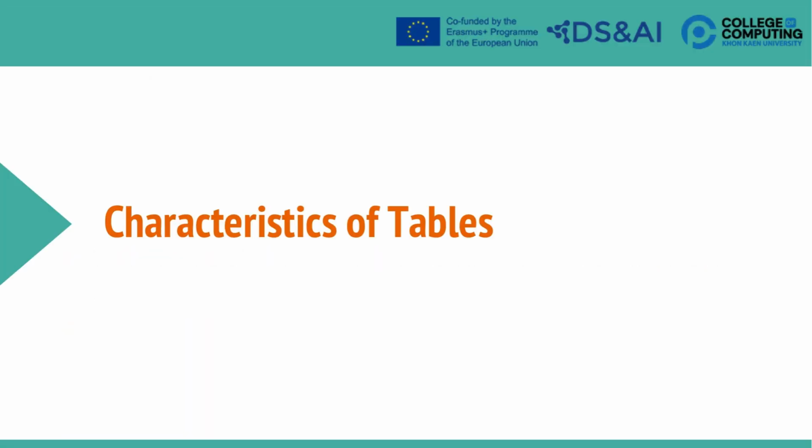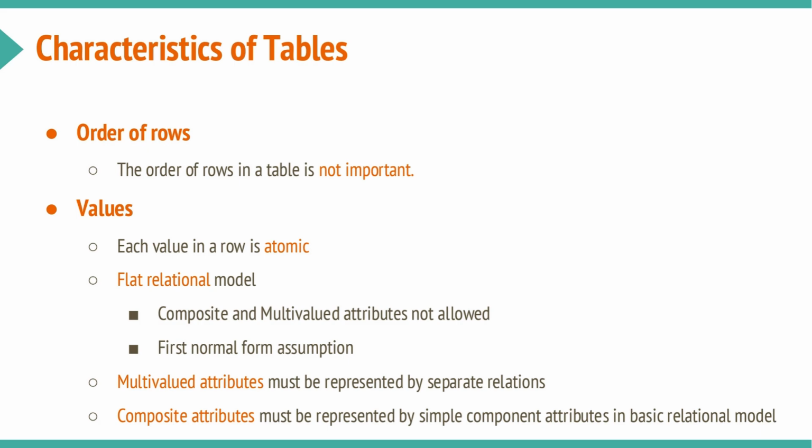Okay, we know what tables look like, but relational tables have some special rules or characteristics. Let's learn about them. Here are the most important rules for relational tables. First, the order of rows is not important. It doesn't matter if it is the first row or the last row, its information is still the same. The database can store the rows in any order it wants.